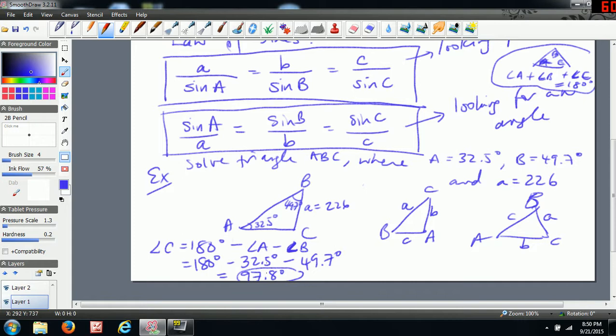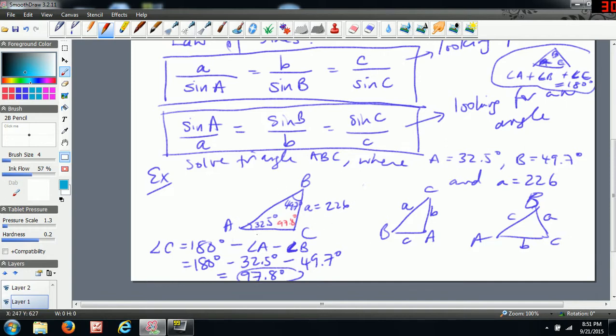Now, if you have any two of the three parts in this ratio, you can find the other missing part. In this case, I've got side a and angle A, and I'm looking for another side because I've got all the angles now. So we figured out that C is 97.8 degrees.